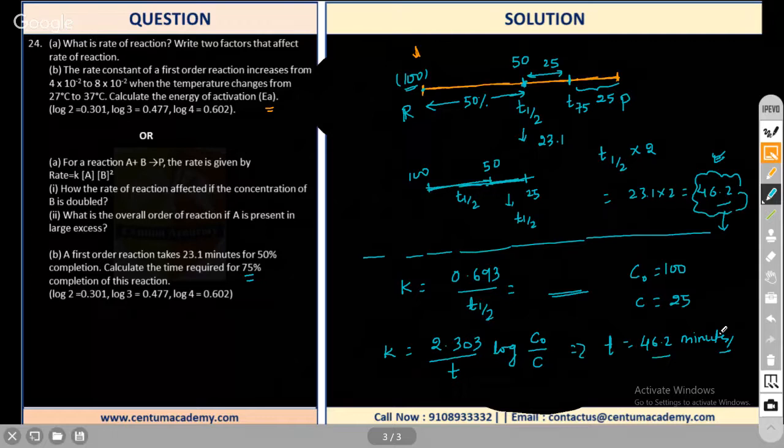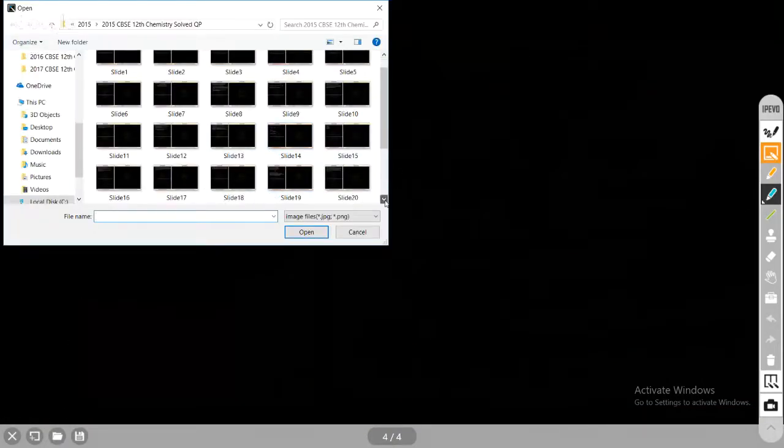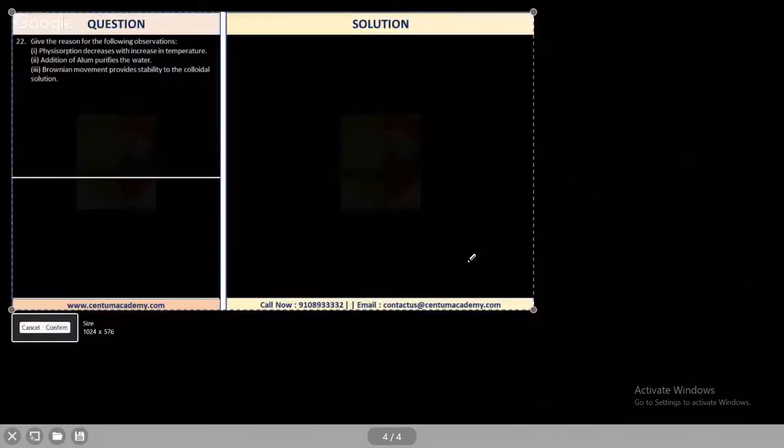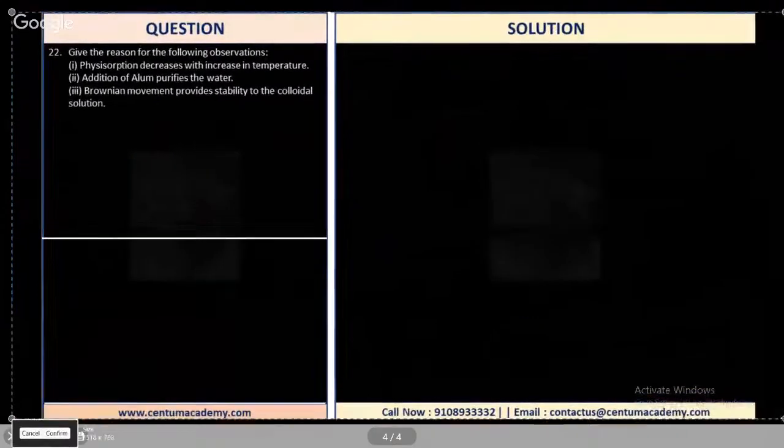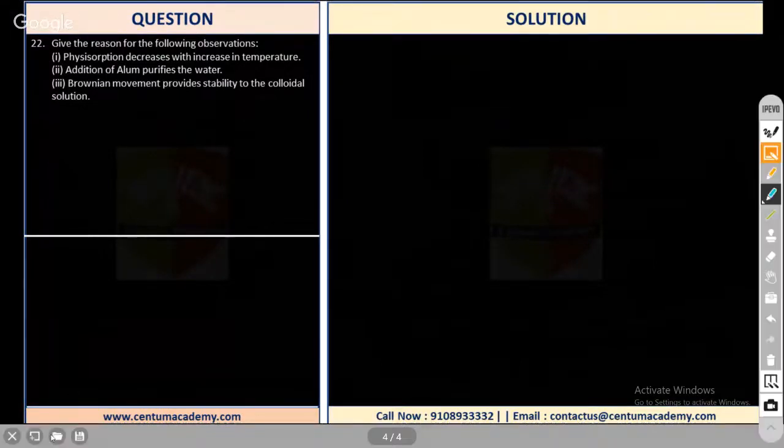Right. Now you see question number 22. 23rd is an abstract one. We'll see question number 22. Tell me. Physisorption decreases with increase in temperature. What is the reason?